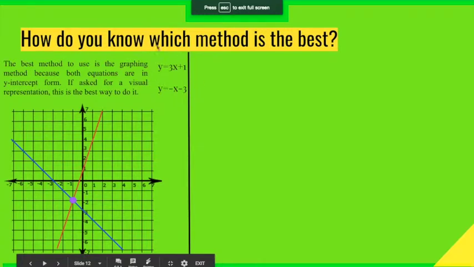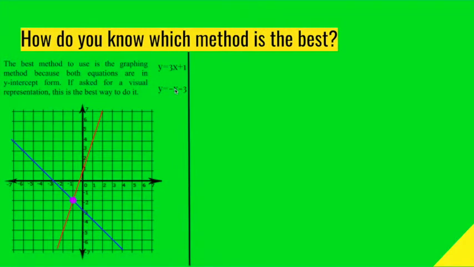How do you know which method is the best? So here are our equations. We know that the best method to use is the graphing because both equations can easily be graphed without having to change anything. If asked for a visual representation, this is the best way to do it.